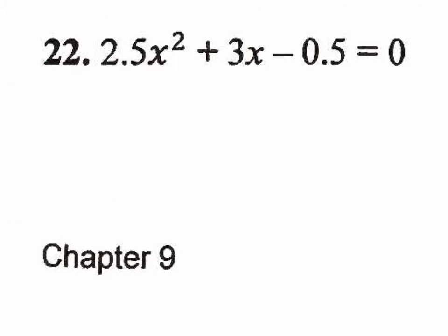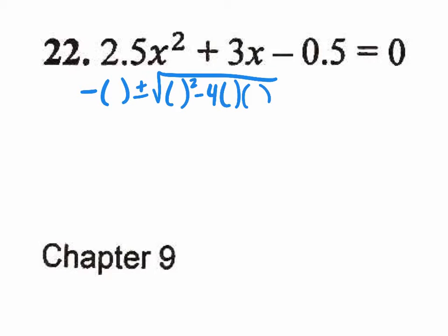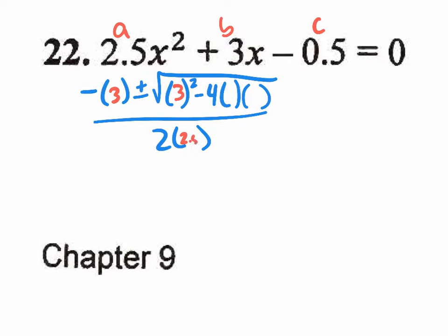This one's a little more ridiculous because we have decimals. But it's already in standard form. And let's work out our formula, negative b plus or minus the square root of b squared minus 4 times a times c, all divided by 2 times a, where our a value is 2.5, b value is 3, c value is negative 0.5.